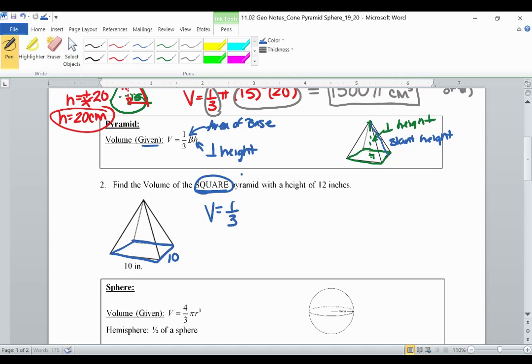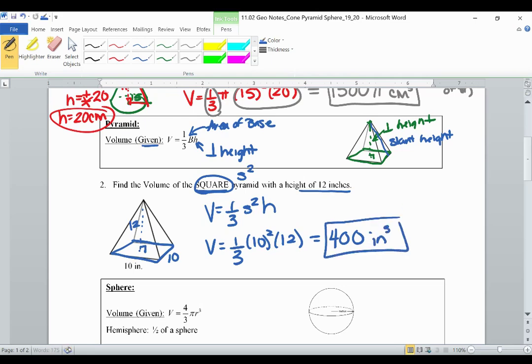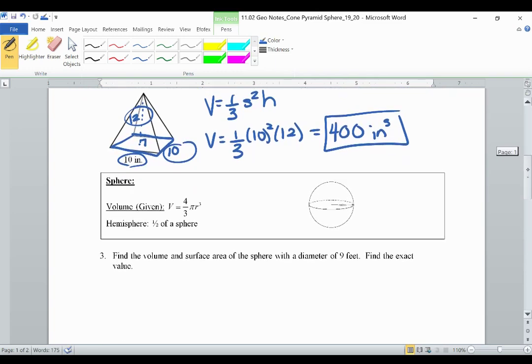What's the area of a square? The area of a square is side squared, or base times height. So we do s squared times the height, perpendicular height of our pyramid, which they gave us was 12 inches. So now substitute in. We know that each side of the square is 10, so that's 10 squared times 12. Type that right into your calculator. Gives you 400, and this is volume again, so it's inches cubed, because you have the 10 inches times 10 inches times 12 inches. That's 3 inches you're multiplying together, so cubic inches.